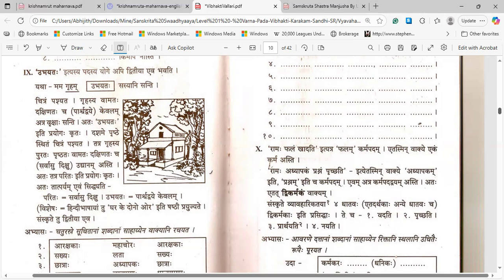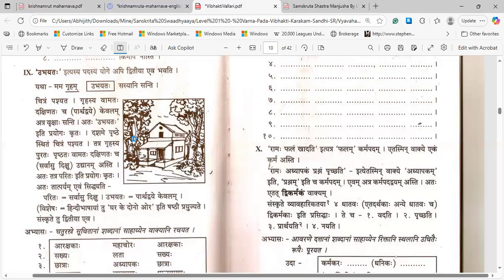We say Ubhayataha. So, if you look at this picture, there is a house, and on either side of this house, right and left, there is a vriksha. So, therefore, they say, see, Mama Griham, what is in the center, that will become the Dvitiya Vibhakti. Mama Griham Ubhayataha Sasyani Santi. Yato Vrikshani Santi, you can take Sasyani also. So, one more use of Dvitiya Vibhakti.